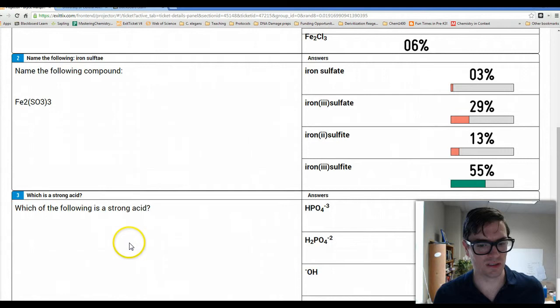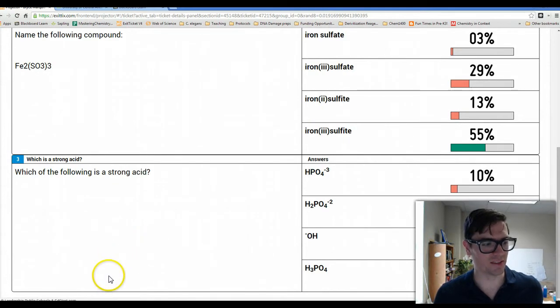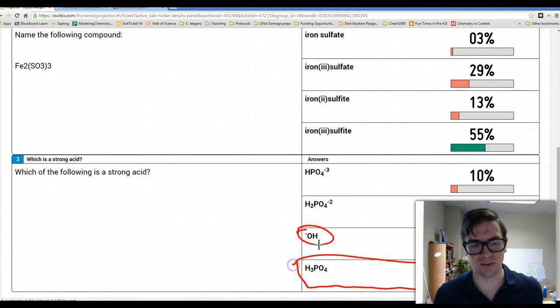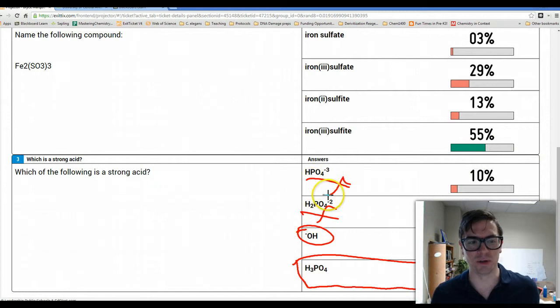Final question. Again, most people got it right. Which of the following is a strong acid? This one is hydroxide. Hydroxide is a base, so definitely not. These two, we don't really know if they're going to be strong or not, but if you simply remember that list I gave you in class, this is phosphoric acid, and so that is our strong acid. Those others are not. These are both mildly basic.